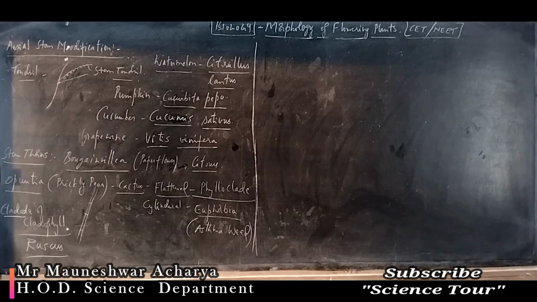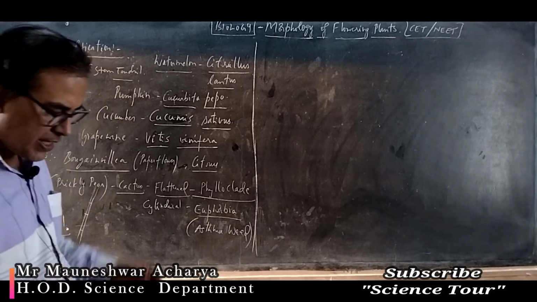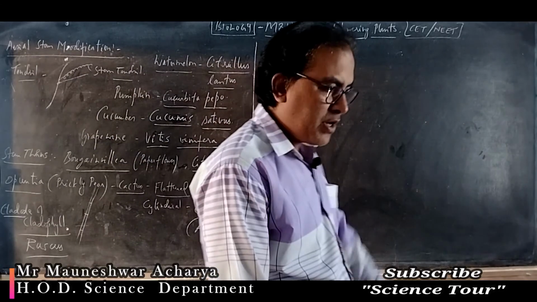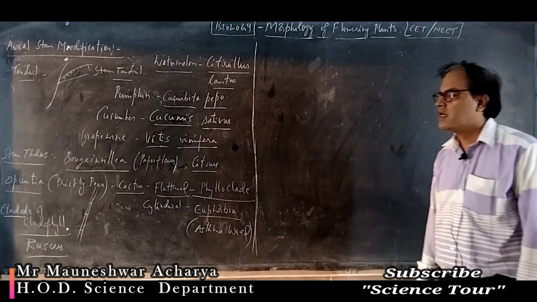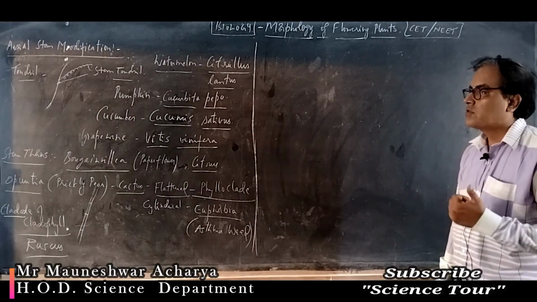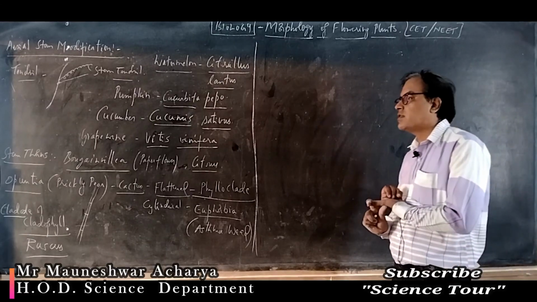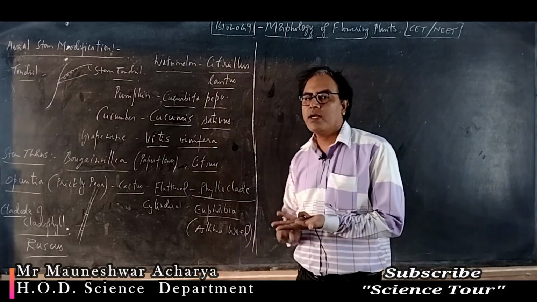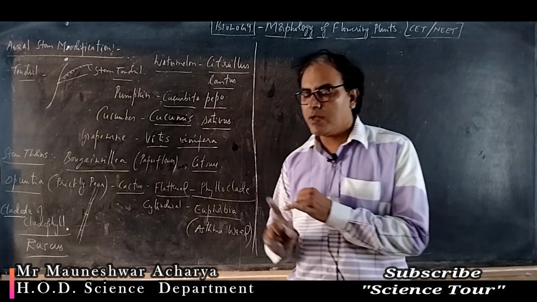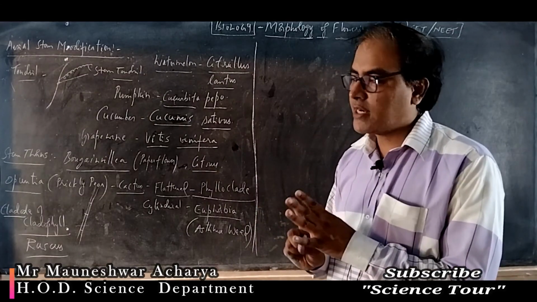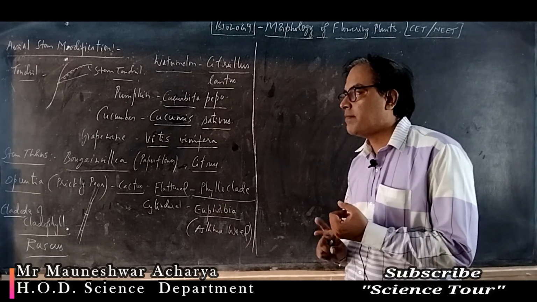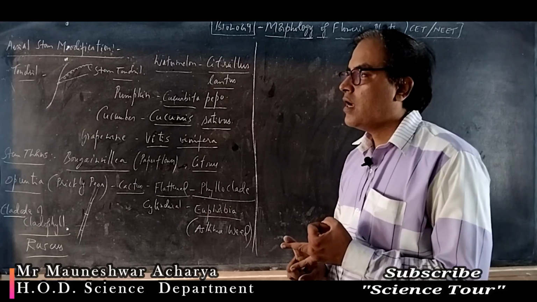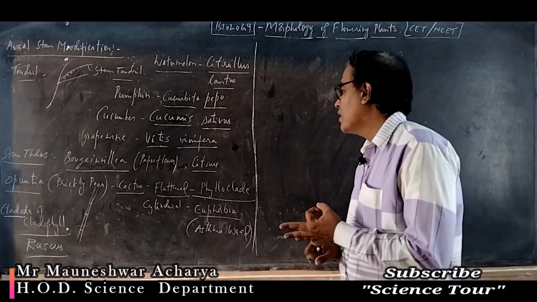Okay, these are some of the examples for stem modification. So we have studied three different types of stem modification: underground, subaerial, and aerial. In underground stem modification we studied the stem tuber, rhizome, corm and bulb. In subaerial modification we studied the runner, stolon, offset and sucker, and in aerial stem modification we studied the tendril, stem thorn, phylloclade and cladode or cladophyll.